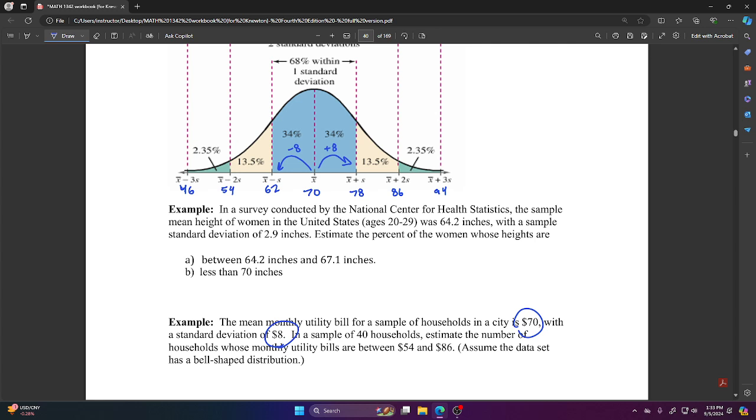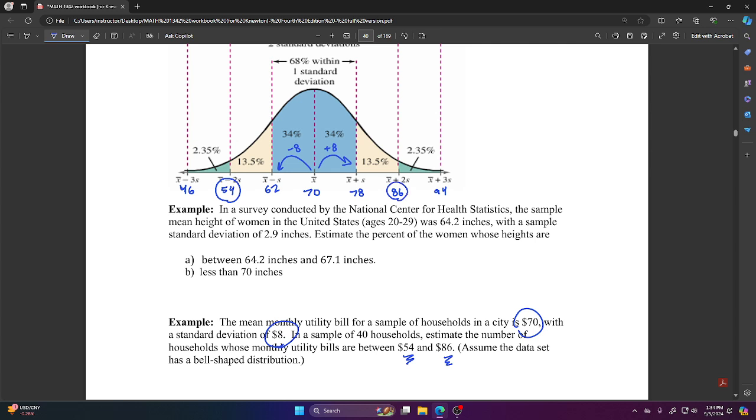And so it would be unusual, as we talked about last time, if you had a bill that's 54 or less. That's kind of like the cutoff line right there. And then it would be unusual if you had 86 or more. So they're wanting it between 54 and 86. Well, we literally just talked about those two numbers right there. Wow. Okay.